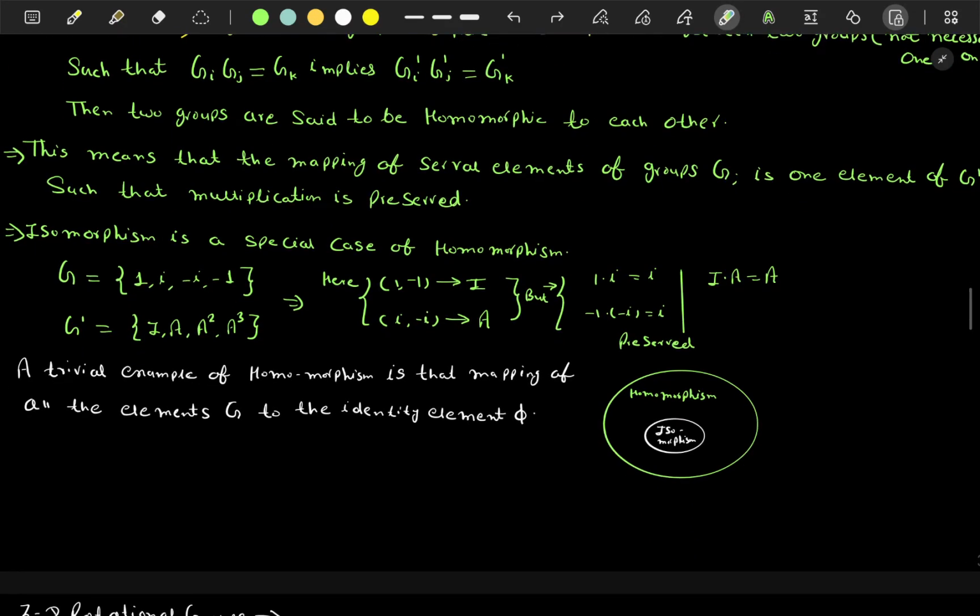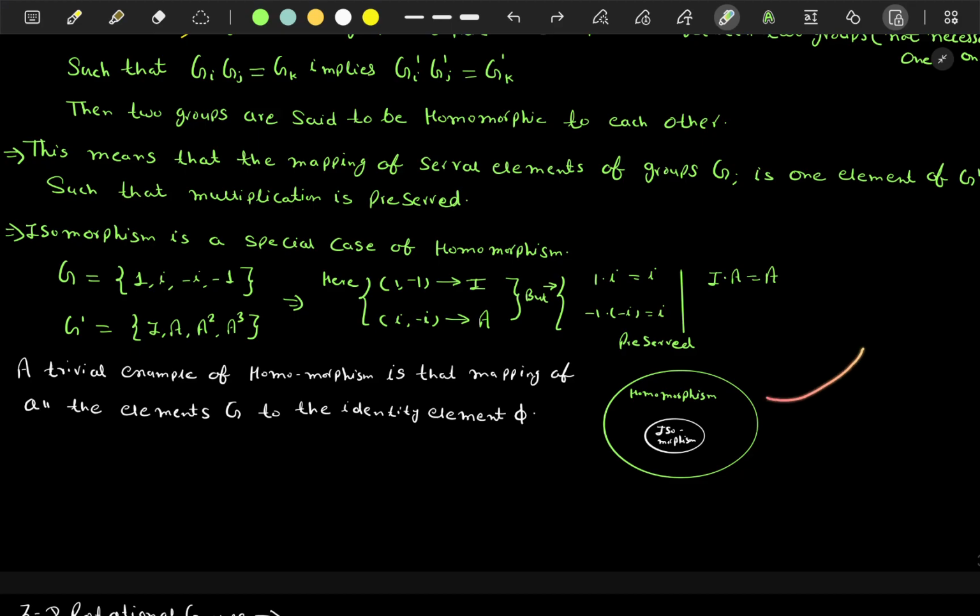Now from homomorphism, 1 and minus 1 is I, and iota and minus iota is A. So 1 dot iota is iota, and minus 1 dot minus iota is equal to I. So you can say that for mathematical multiplication it is preserved, meaning both are giving the same result. So it is homomorphism, and isomorphism, both are followed.